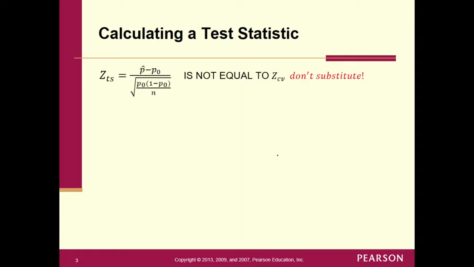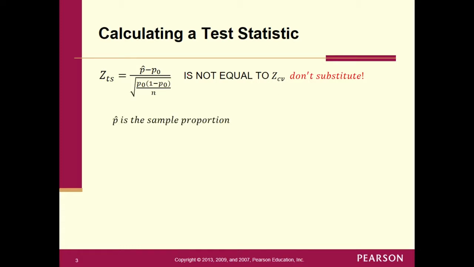The first thing I want to tell you is that the z test statistic for hypothesis testing is not equal to the critical value with confidence intervals. Do not substitute one for the other. They are two different concepts. The test statistic you have to calculate. The critical values are the number of standard errors you go out in both directions to create your confidence interval. They do not equal one another. Keep straight: the test statistic is for hypothesis testing, and critical values are for confidence intervals. All right, that's the first thing.